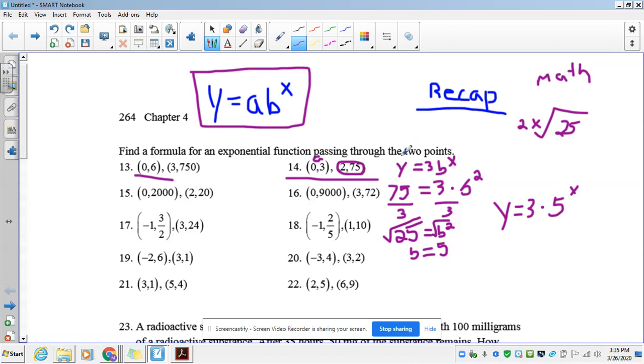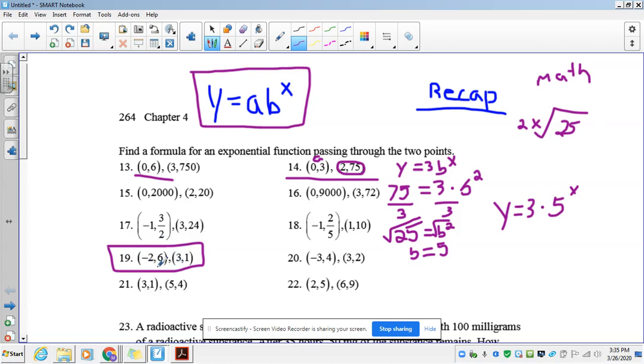So that is recap number 1. I think we actually had this exact problem in our notes, so maybe take a look at that and make sure you had it. If not, you could start fresh and write it down. The next type of example we looked at was problems like number 19, where what happens if I have nothing? I have 2 points and I don't have the a or the b.